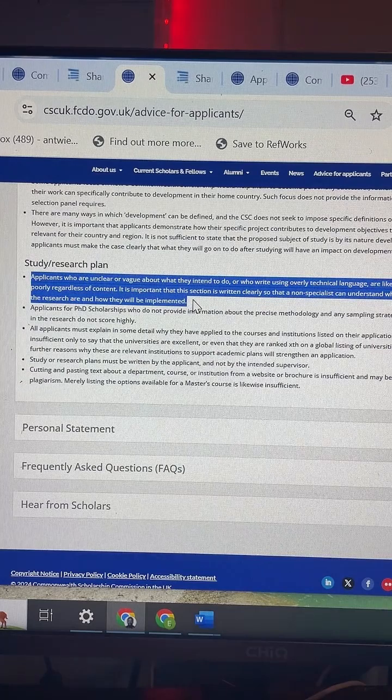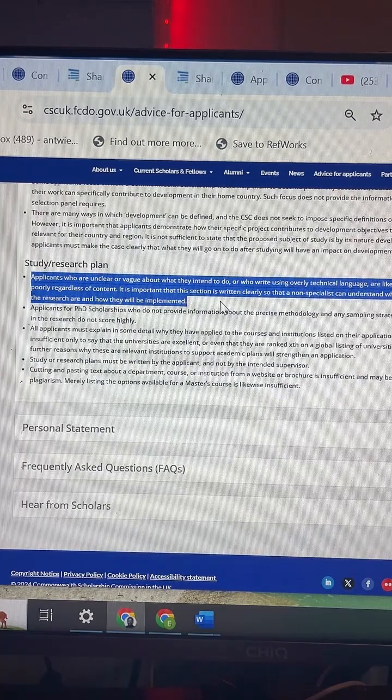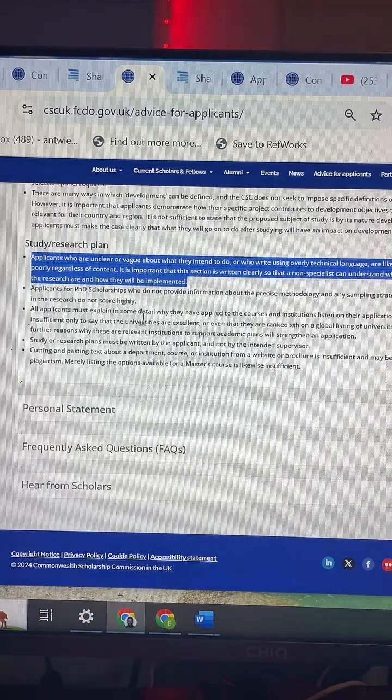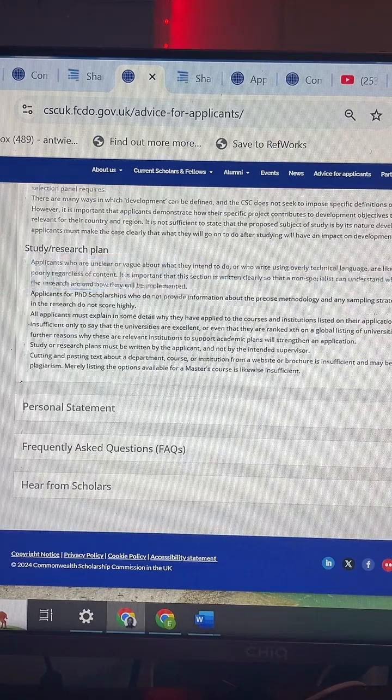applicants who are unclear and vague about what they intend to do, or who write using overly technical language, are likely to score poorly regardless of the content. So we will not be using overly technical knowledge or overly technical words, acronyms and all that. We will refrain from that. We will be stating exactly what we want to study, how our plan will help us achieve the skills that we need to go back and make the developmental impact. So applicants for a PhD, we are not interested in that.